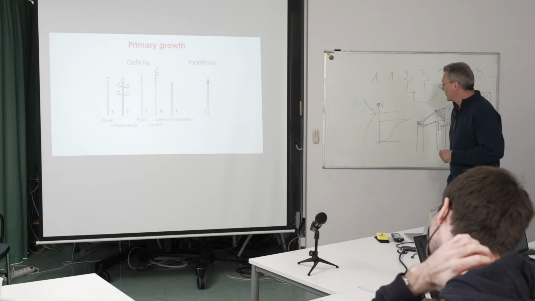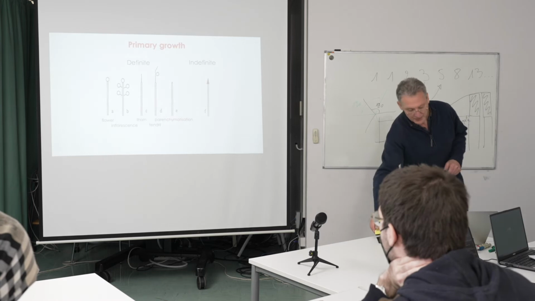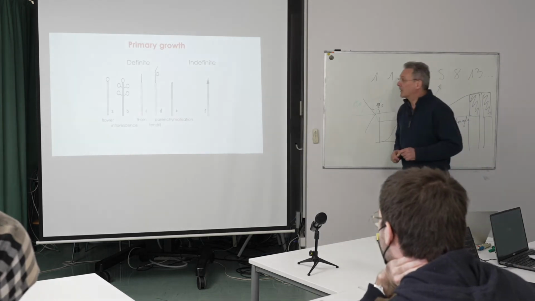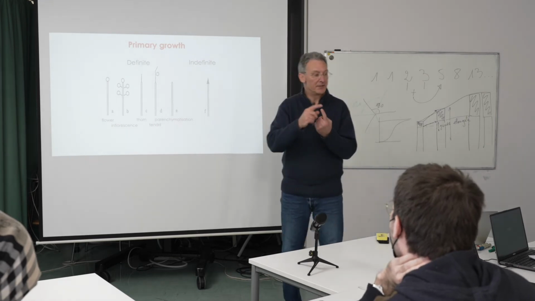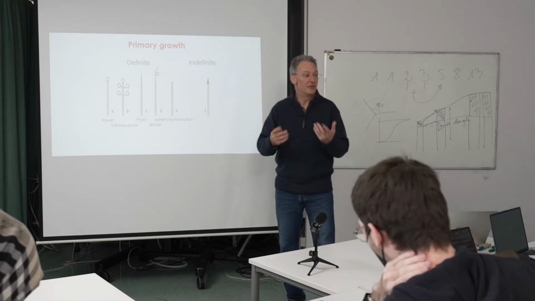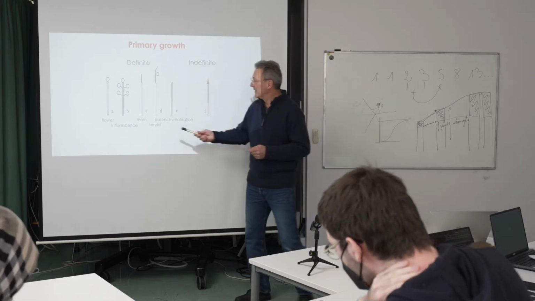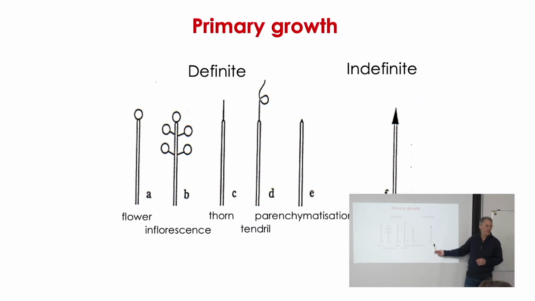So for the primary growth, what do we call a primary meristem? The meristem that is at the tip of an axis is called the primary meristem because it's involved in the primary growth. And what can occur? It can stay active, not forever, but for a very long time. And this is called indefinite growth.